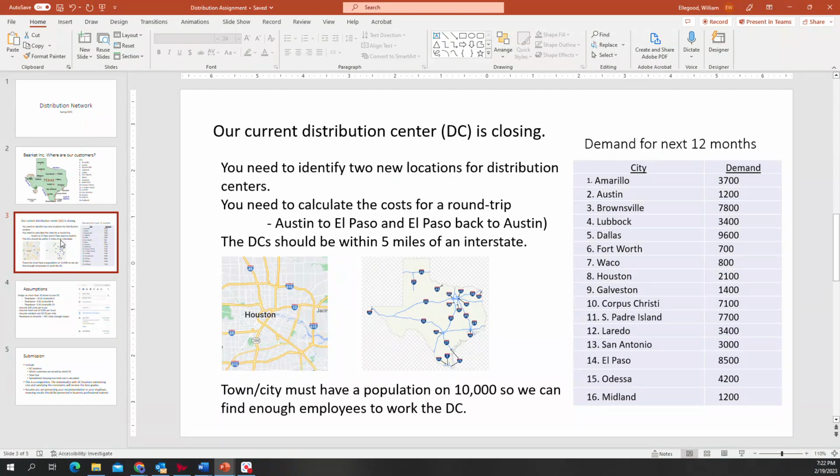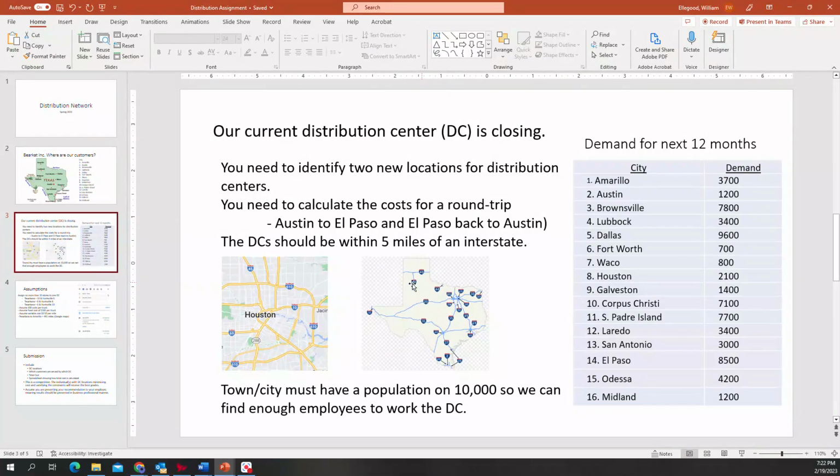We want to identify 2 new locations for DC distribution centers. You will need to calculate the cost for round trip shipments from the DC to each customer location. And again, there are 16 customer locations. So you need to calculate round trip. DC should be within 5 miles of an interstate.